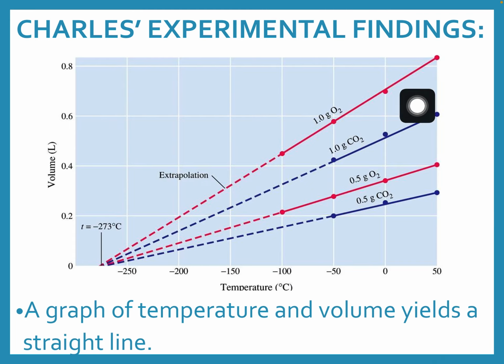This shows us, for 1 gram of oxygen at different temperatures, what volume that oxygen would occupy, and likewise for 1 gram of carbon dioxide, half a gram of oxygen and half a gram of carbon dioxide. Because Charles found linear relationships here, with his line of best fit he extrapolated his data and found that all of the lines came to a point at negative 273 degrees Celsius.